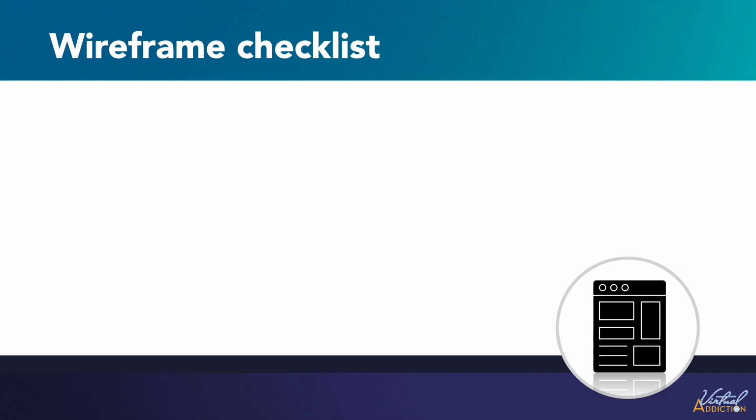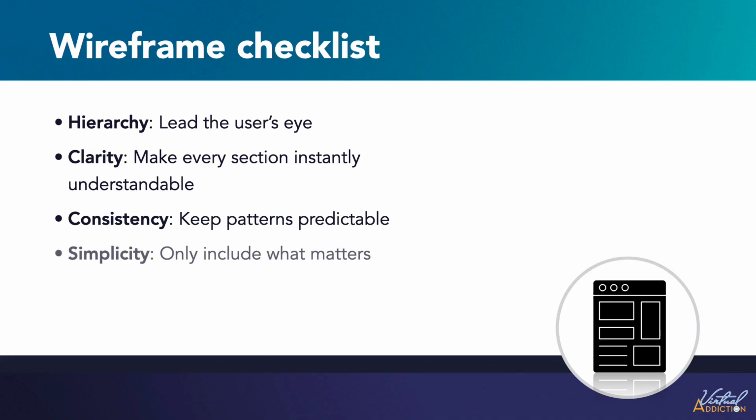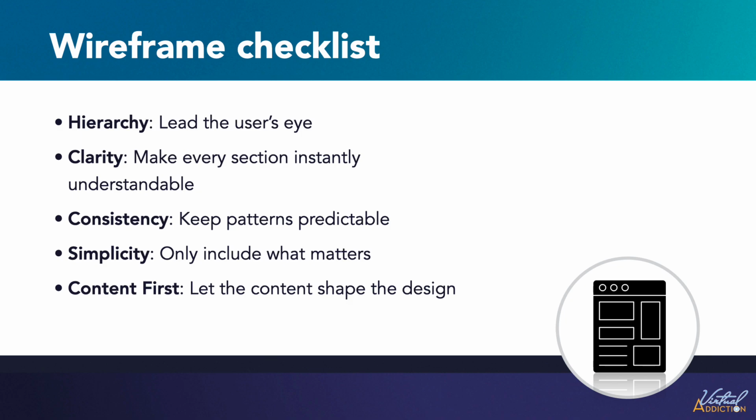Here's a quick recap. Hierarchy leads the user's eye. Clarity makes every section instantly understandable. Consistency keeps patterns predictable. Simplicity removes anything non-essential. And content first lets the content shape the design. Think of these principles as your wireframing checklist. If your wireframe violates one of them, you know exactly what to fix.